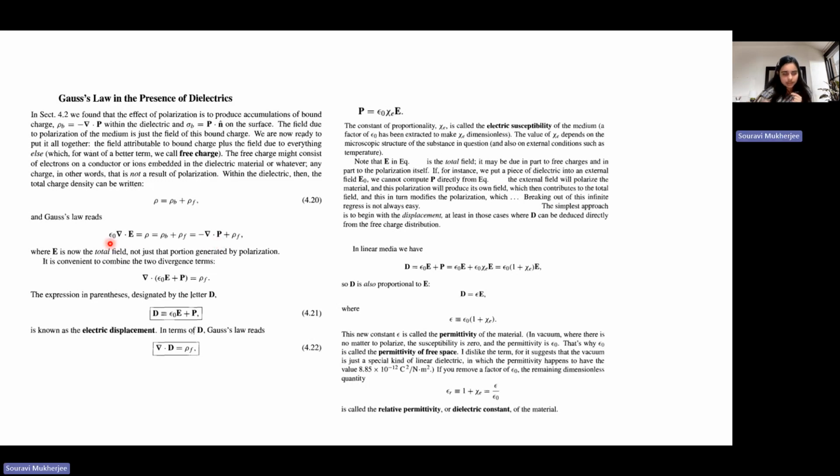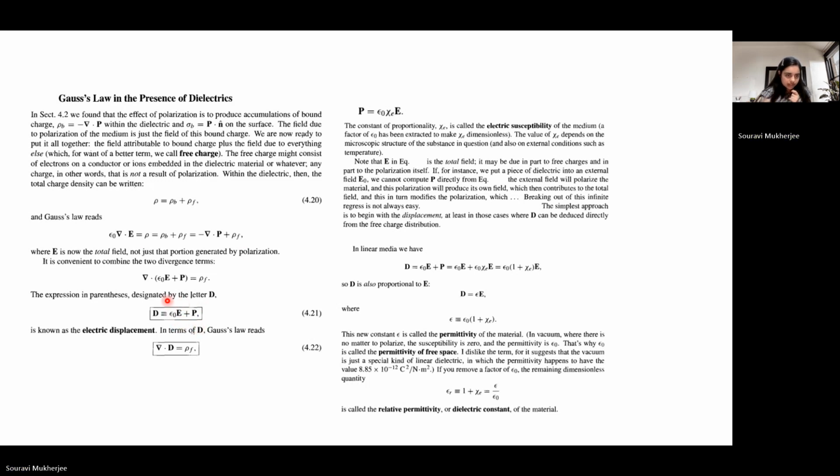You can write epsilon naught divergence of E equals total rho, which has contributions from the bound charges, given by this term here, and then you have free charge density. Now, by rearranging, you get this expression, which tells us that now you have a new term, which is called the electric displacement. So the electric displacement is given as epsilon naught E plus P.